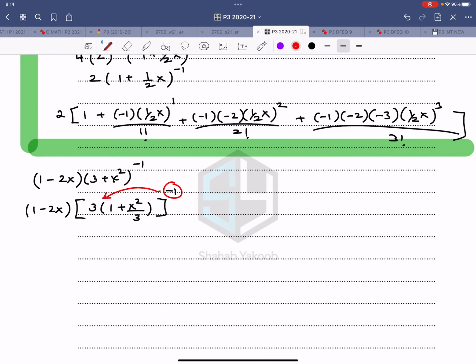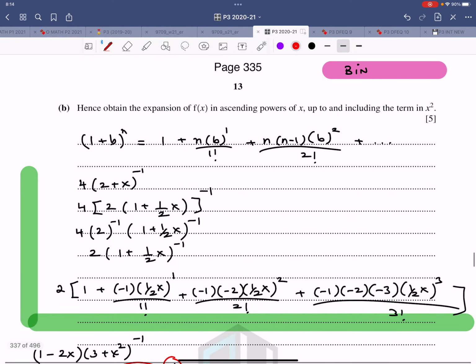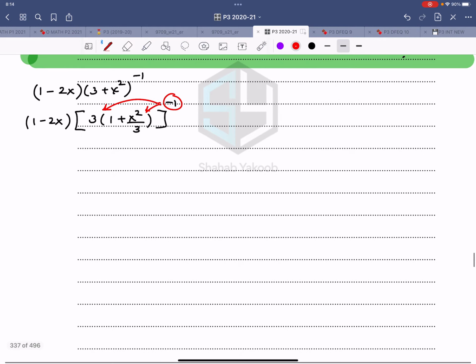Over here, this power was on this and on this. So therefore, this is 1 minus 2x. That's a spectator for right now. This is 1/3. This is 1 plus x square over 3 raised to power of minus 1. And I think you just need one term because you need up till x square.